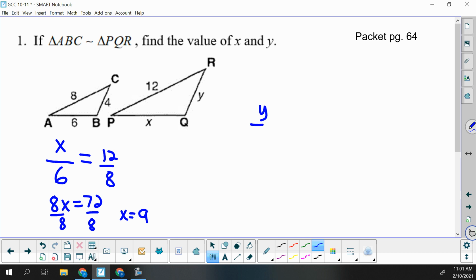So we should have had something like y over 4 equals 12 over 8, getting 8y is equal to 48. And when you divide by 8, you should have got y equals 6.